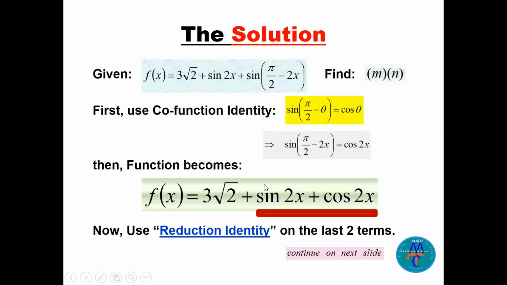Now the given function becomes 3 square root of 2 plus sine of 2x plus cosine of 2x. Now look at the last two terms here, sine of 2x plus cosine of 2x. We can use the reduction identity and leave for a minute this constant number, 3 square root of 2. Just leave it. Let's take the last two terms.